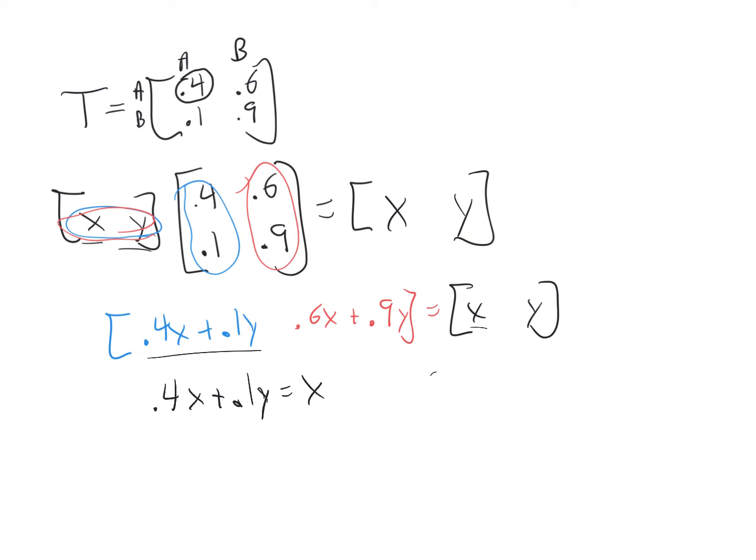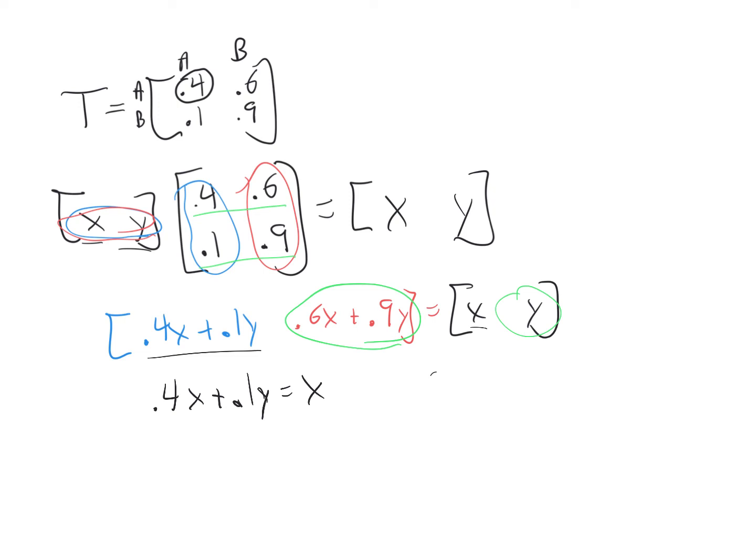So here's the interesting thing. I also know that 0.6x plus 0.9y has to equal y. I'm not going to actually bother writing that one down because there's no new information in that. Once I have this first equation, I automatically know the second equation, and that's because the rows in my original matrix always add up to 1. And so I don't actually need that second equation because there's no new information in it.